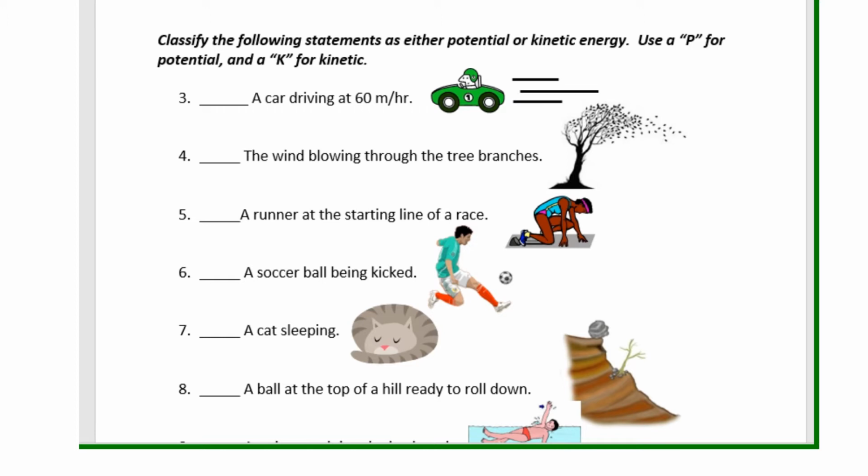Number 5, a runner at the starting line of a race. Number 6, a soccer ball being kicked. Number 7, a cat sleeping. Number 8, a ball on the top of a hill ready to roll down.